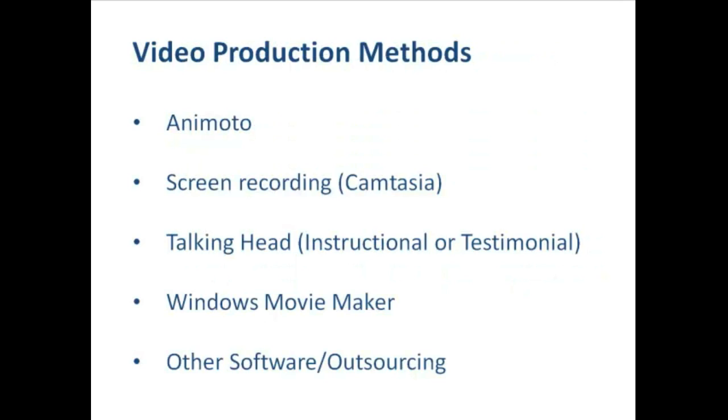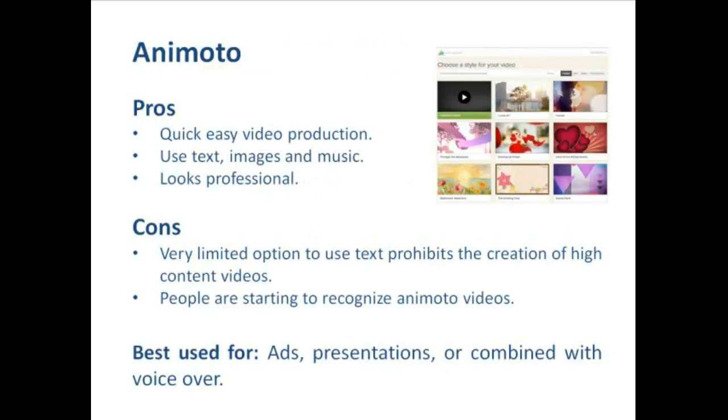So let's look at a couple of video production methods that we can use to really easily create YouTube videos. The first one is Animoto, and I'm going to set out for you a couple of the limitations and benefits of this fairly well-known video production program. We can use screen recording with tools like Camtasia, which is extremely versatile. We can utilize talking head videos for instructional or testimonial videos. We can make use of a free tool, Windows Movie Maker, or we can use other software or select outsourcing for our videos. I just want to start off with Animoto.